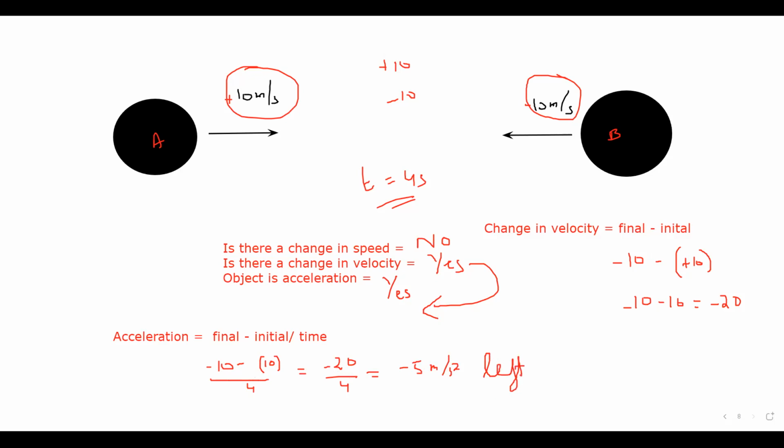Is it clear? But what about the change in speed? How do we calculate it? That is also final minus initial, but it does not depend on the time and it does not depend on the direction. So the change in speed is 10 minus 10, which is equal to 0. Because the speed does not depend on the direction. If direction changes or does not change, it's not necessary that the speed changes. Speed depends only on the numbers.